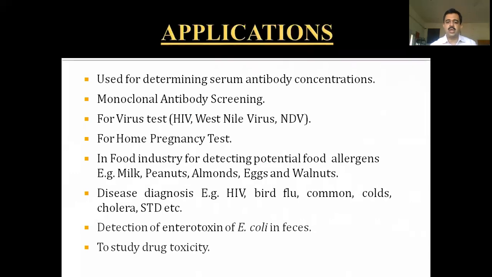In food industry for detecting potential food allergens, milk, peanuts, almonds, eggs, walnuts, all can be detected for the adulteration or allergens. Disease diagnosis for HIV, bird flu, common colds, cholera, STDs as well can be detected with the help of this particular kind of technique. Detection of enterotoxins of E. coli in feces can also be done with the help of ELISA technique, and drug toxicity studies can also be done with the help of this particular kind of technique.